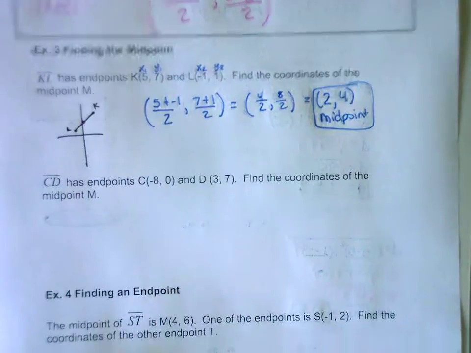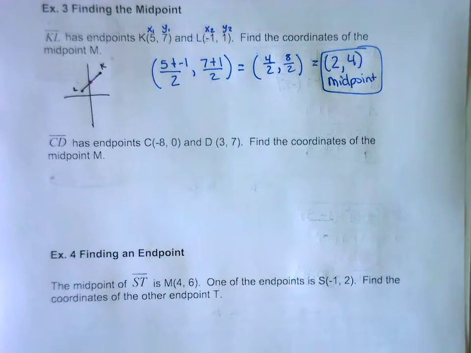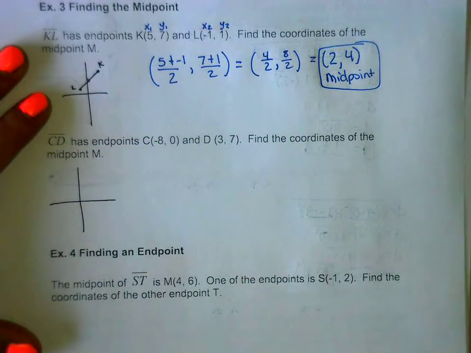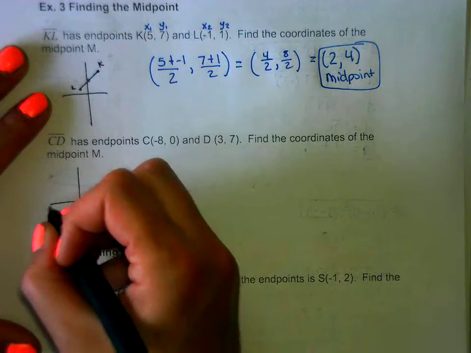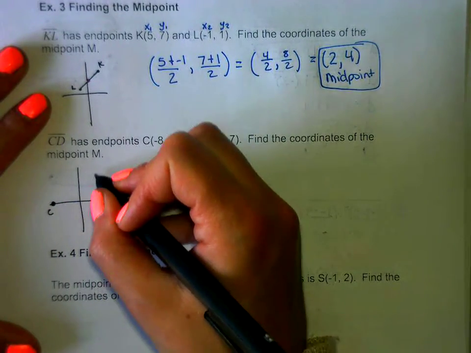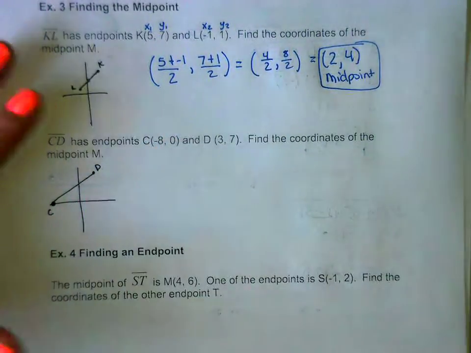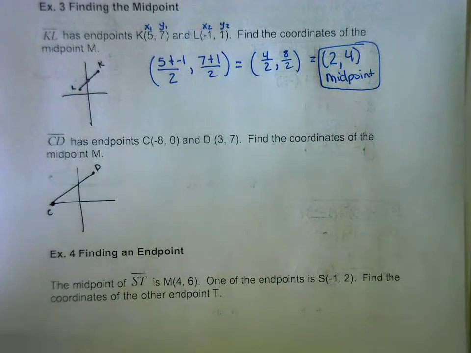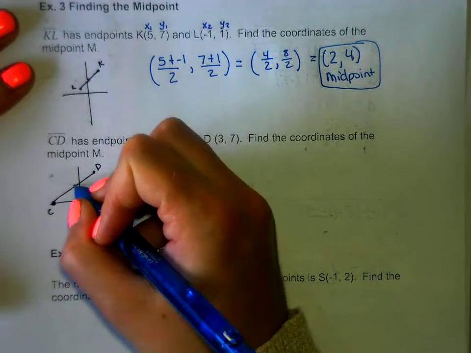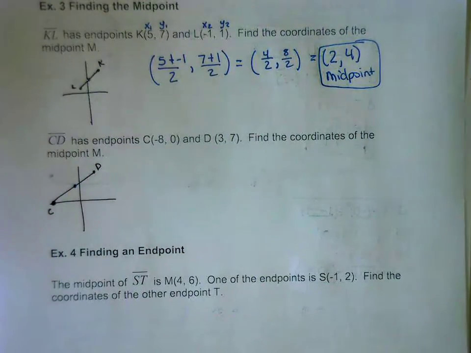Now let's look at segment CD, and let's find the midpoint for that one. Again, I'm going to do a quick little sketch just so I can see where it's going to go. C is at -8, 0, so it's over here. D is at +3, +7. So this is my line segment, and I want to find the midpoint of that again. The midpoint would be somewhere in here. So hopefully we end up with something with a negative x value and a positive y value.